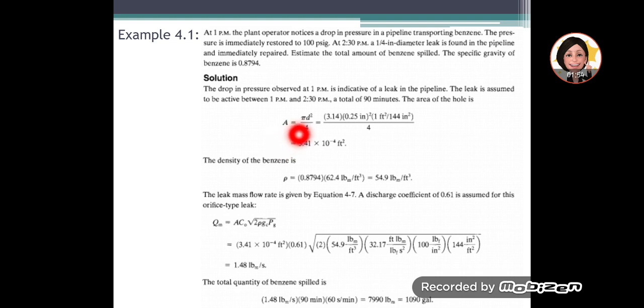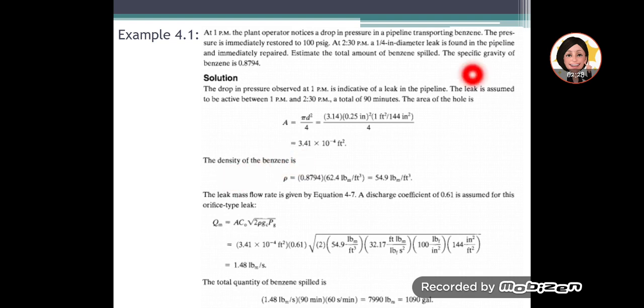First we look for the A. The area of the hole is pi d square over 4. The d is the quarter inch diameter, so it's d square. This is the conversion of inch to feet, because 1 foot is equivalent to 12 inches. When it is squared, you square the conversion as well. That's how we get the area in feet square.